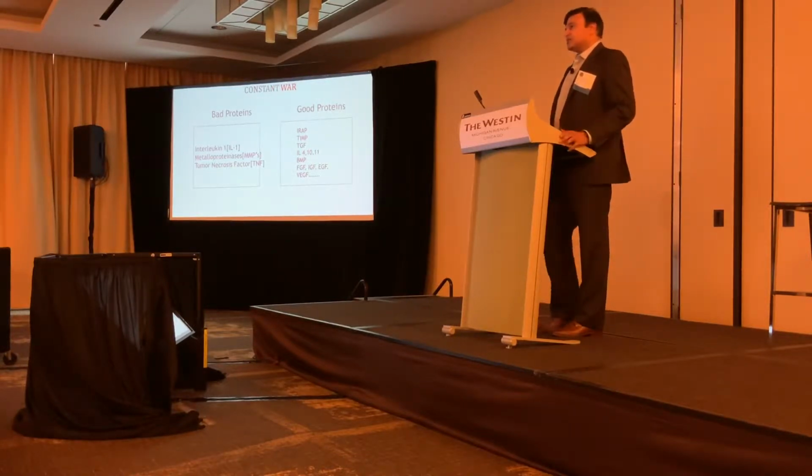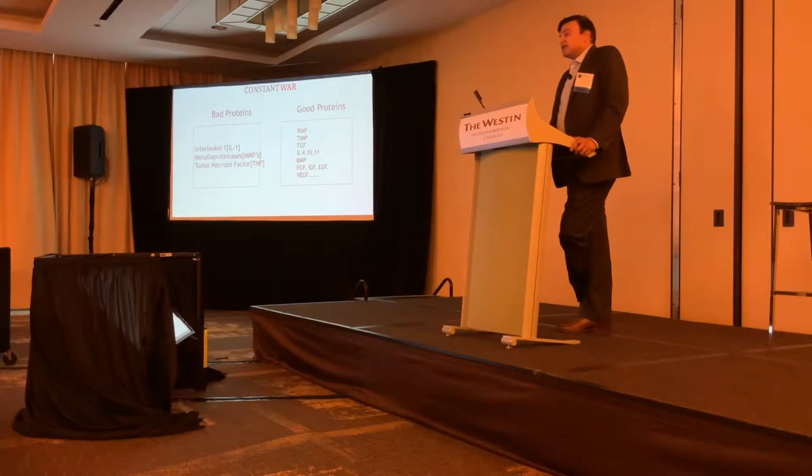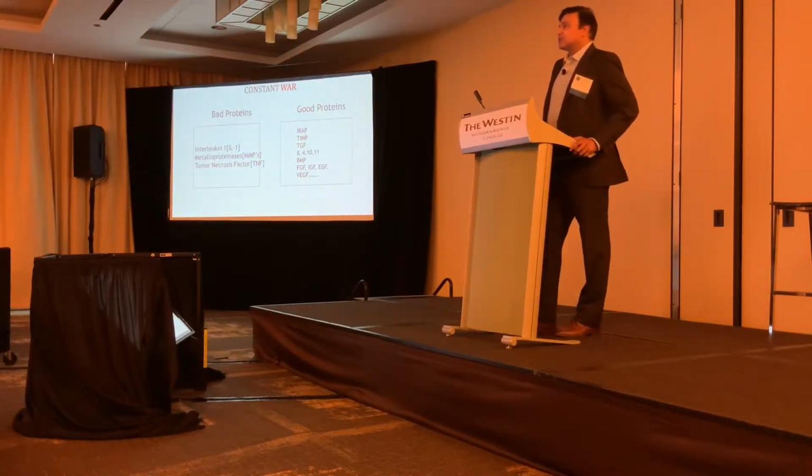There's always this constant battle between the bad proteins and the good proteins. The bad proteins are interleukin 1, MMPs, and the TNF. Interleukin 1 is one of the worst ones. And you have these good proteins, IRAP, which is interleukin receptor antagonist, TGF, and a bunch of these other ones. Usually the good proteins win the war, so we don't have inflammation and pain and you have a healthy joint. But when the bad proteins overwhelm the good proteins, that's when inflammation sets in and patients perceive pain.